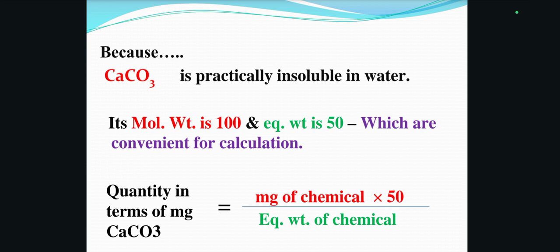So what is the formula? Quantity in terms of milligram calcium carbonate is equal to milligram of chemical.